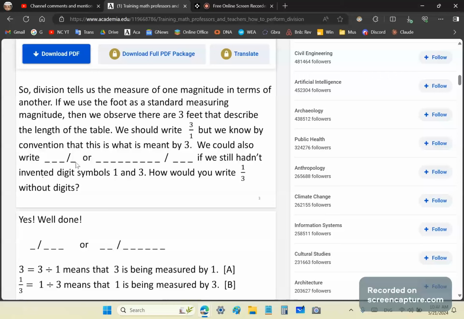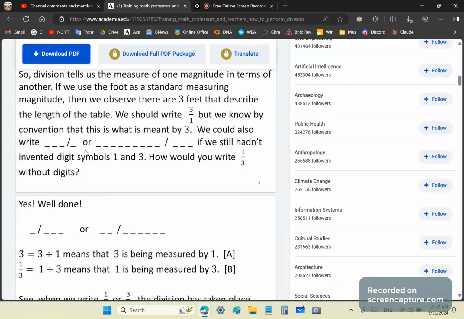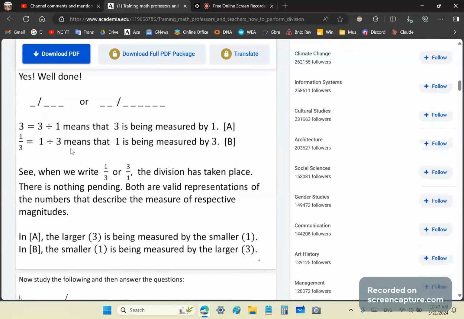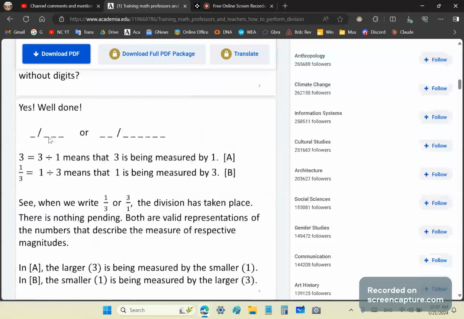So we could also write a line segment that is 3 equal parts in the antecedent, and 1 equal part in the consequent, or as 9 equal parts to 3 equal parts, right? If we still hadn't invented digit symbols 1 and 3. So how would you write 1/3 without digits? Well, there are many ways to write it, but here are 2 examples, okay? 1 to 3 or 2 to 6.